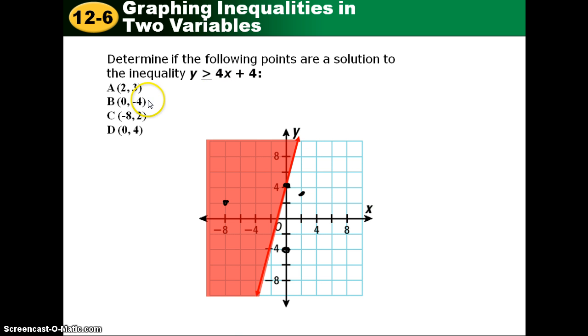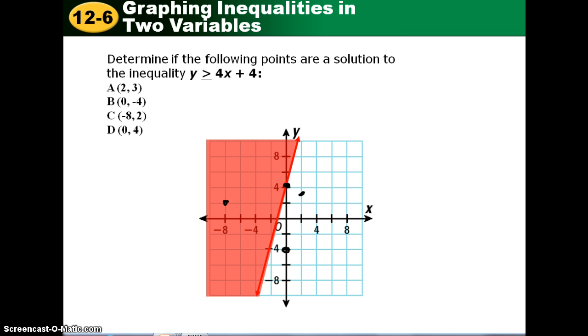There's a way to check these. Take the ordered pairs and substitute them in. So let's start with the easy one, 0, 4. If we change y to 4 and we change x to 0, then we get 4 times 0 plus 4. So 4 times 0 is 0, so we get 4 is greater than or equal to 4. That's true. That means that it's a solution.